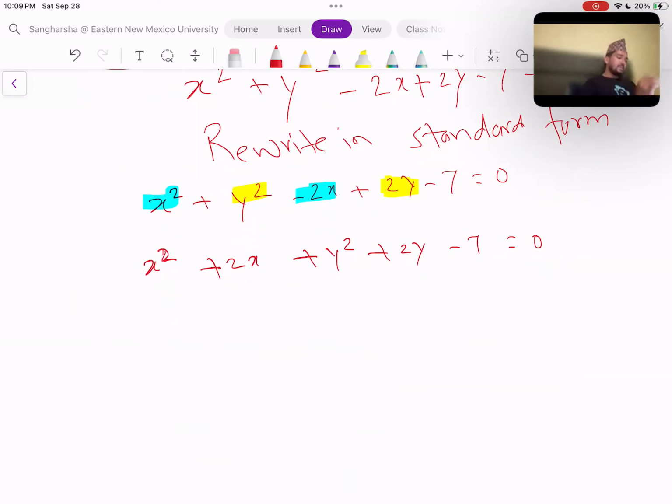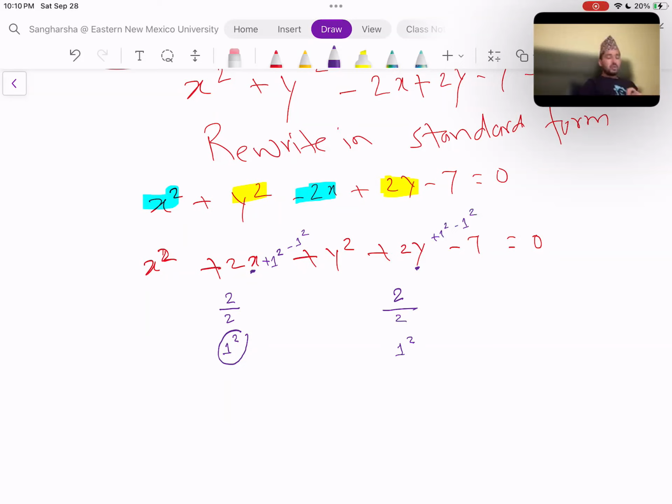Okay. Next step, you take the coefficient of x, which is 2, you divide by 2, we get 1, you square it. Okay, and you are adding and subtracting this number on the same side. So you are adding 1 square and subtracting it together. And you do the same thing for the coefficient of y. You take the coefficient of y, which is 2, you divide by 2, we get 1, we square it, you add 1 square and subtract 1 square.